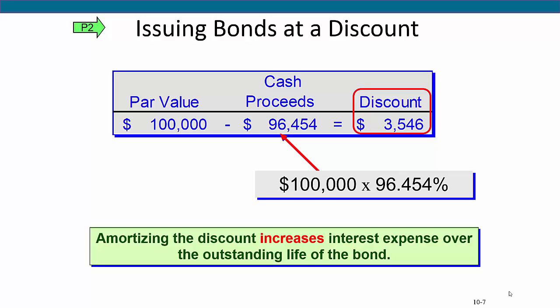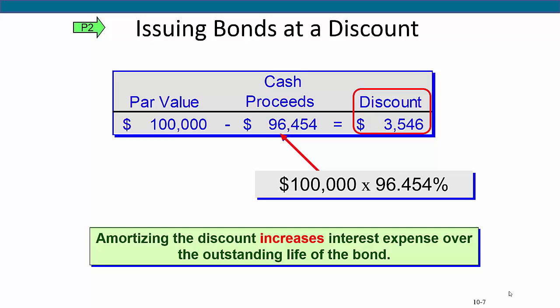So we receive only $96,454, but we have to pay back the full $100,000 at the maturity date. The difference between the par value of the bonds and the cash price received is the discount that we offer to the bond investors. Remember, the whole reason we offered the discount in the first place is because of the difference between the stated or the contract rate and the market rate of interest.